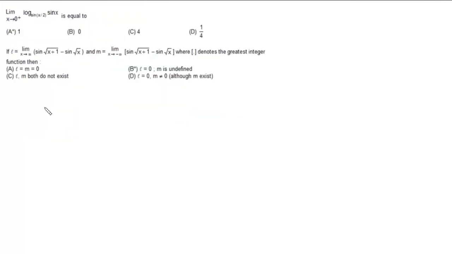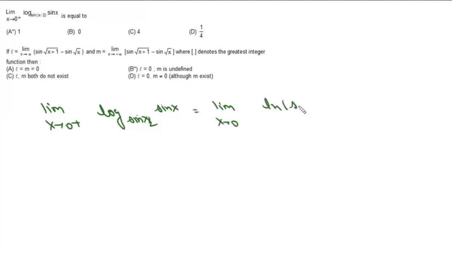Now here this first question is, we need to find this limit, which is limit x tends to 0 positive log sin x to the base sin x by 2. Now we'll write this as limit x tends to 0 ln of sin x upon ln sin x by 2, which is log 0 upon log 0, that is infinity upon infinity form. We can use L'Hopital's rule.